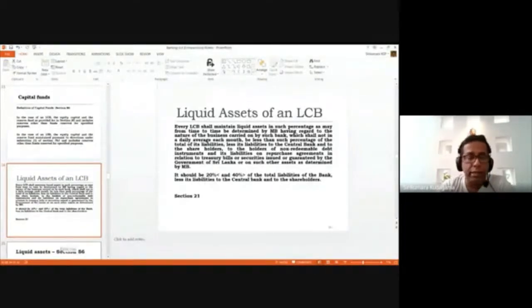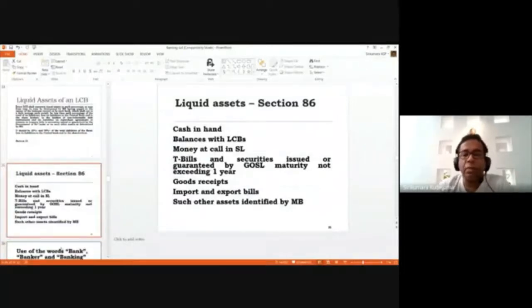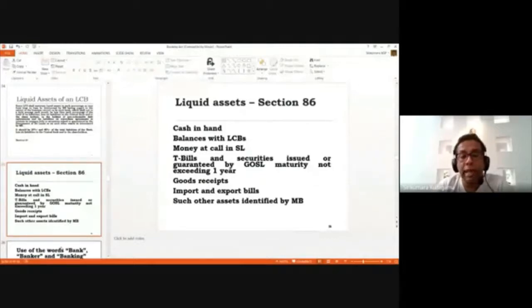If we consider Section 86, you see how liquid assets have been identified. Cash in hand, balances with LCBs. Generally, the most liquid form of money is cash in hand. In addition to that, certain other things are recognized. Balances with LCBs, because those can be easily coming in. Money at call in Sri Lanka, treasury bills and securities issued or guaranteed by government, maturity not exceeding 1 year. Goods receipts, import and export bills, such are the assets identified by the monetary board. These are supposed to be liquid assets, right? Against the total liabilities, except certain things, liquid assets should be maintained between 20 to 40%.